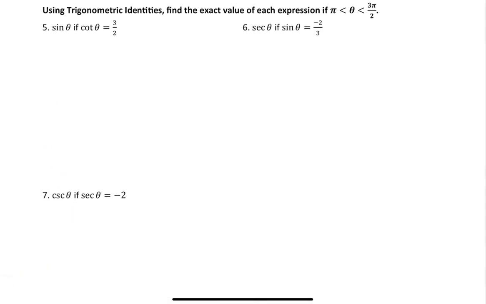Number 5. Using these trig identities, we're going to find the value of the expression, but this time we are going to use the interval pi to 3 pi over 2. So let's locate where that is on the unit circle.